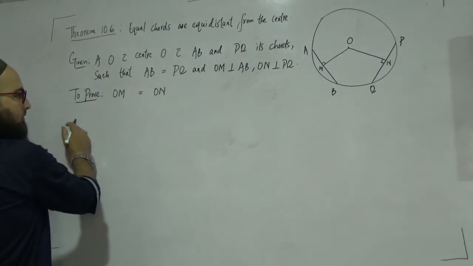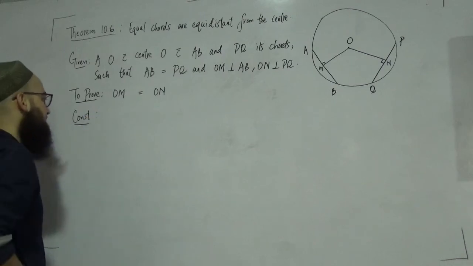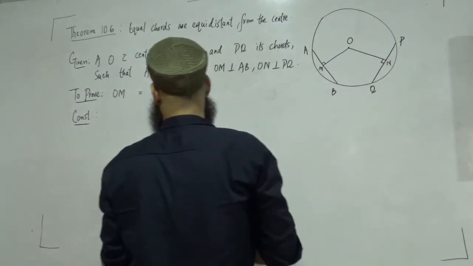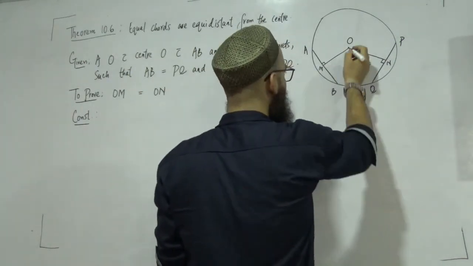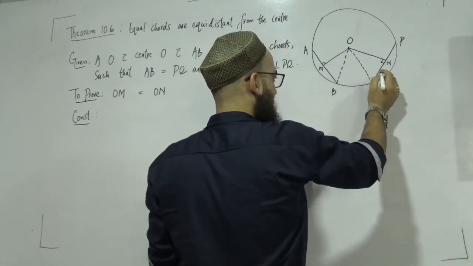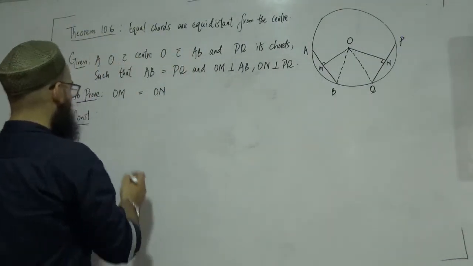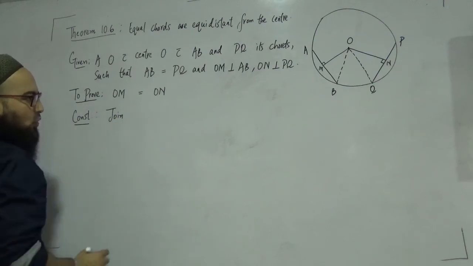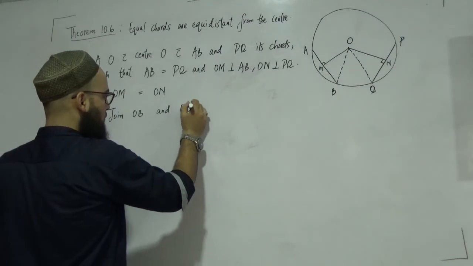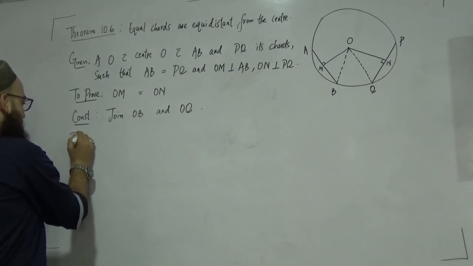Let us have a construction. Join this and let us join this. Join OB and OQ. Proof.